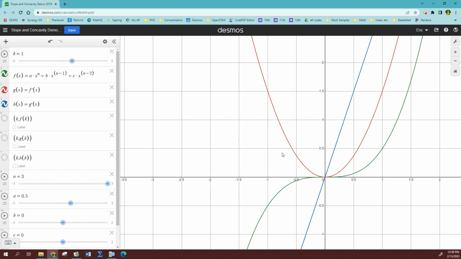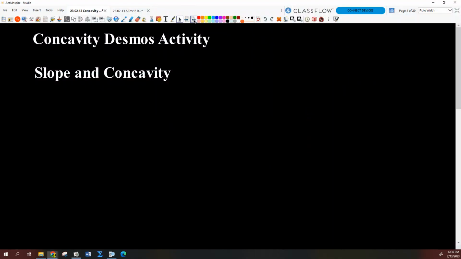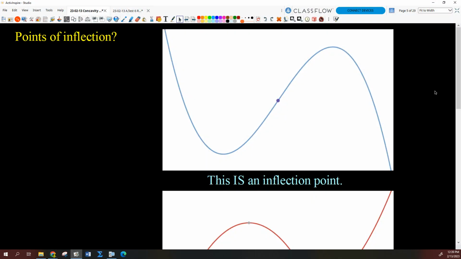If I make this a cubic function, well, now that changes everything, right? Now the first derivative becomes quadratic, and the second derivative becomes linear, a non-constant linear. Okay, and now this one, would you agree, does have a point of inflection at 0, 0. That's where it changes from concave down to concave up. Okay, good.